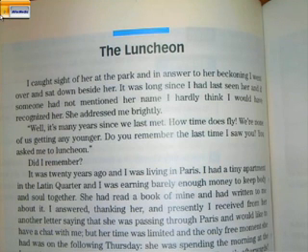So you see the beauty of this sentence. I caught sight of her at the park, and in answer to her beckoning, I went over and sat down beside her. It was long since I had last seen her, and if someone had not mentioned her name, I hardly think I would have recognized her. She addressed me brightly. Well, it's many years since we last met. How time does fly. So we see how time does fly.